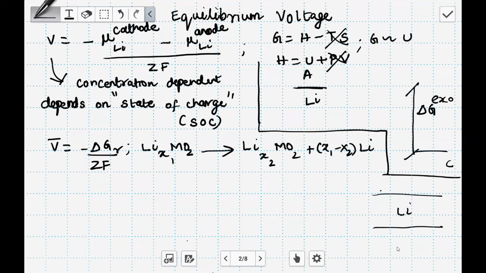All right, so all these equations, I'm just following the notations in the paper so as to make it easier. So as I said, because TS and PV are negligible for the case under consideration, when X1 is greater than X2, that is, I'm adding lithium to this compound to get to this stage, I can write the equilibrium potential in the following way.